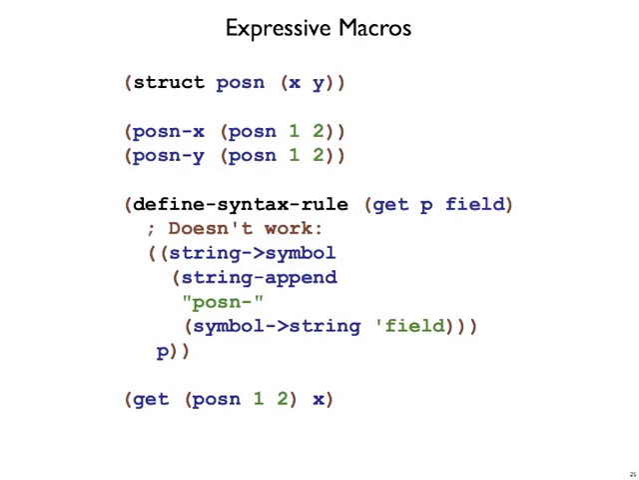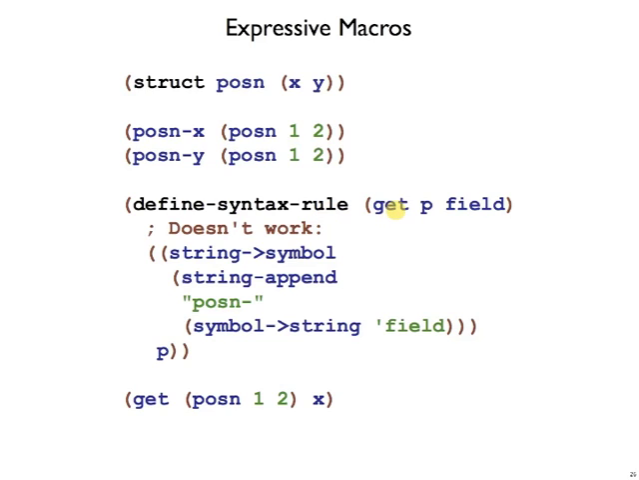Let's go back to the problem where we tried to use a val and I said it's a bad idea and you should use a macro instead, where you want something like a get form that takes a posn and then the name of a field, x or y, and extracts the name. Trying to make it a macro using define-syntax-rule will not work.